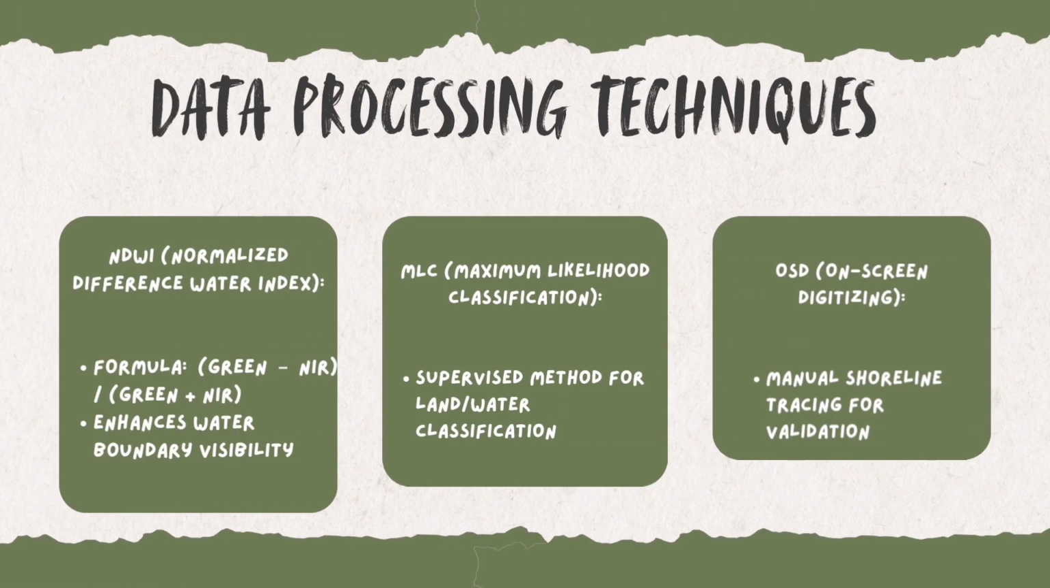Data processing techniques. We applied the Normalized Difference Water Index, or NDWI, to enhance water features in imagery. The formula is green minus NIR divided by green plus NIR. We also use the maximum likelihood classification algorithm to categorize land and water pixels. On-screen digitizing was used for manual shoreline tracing and validation.